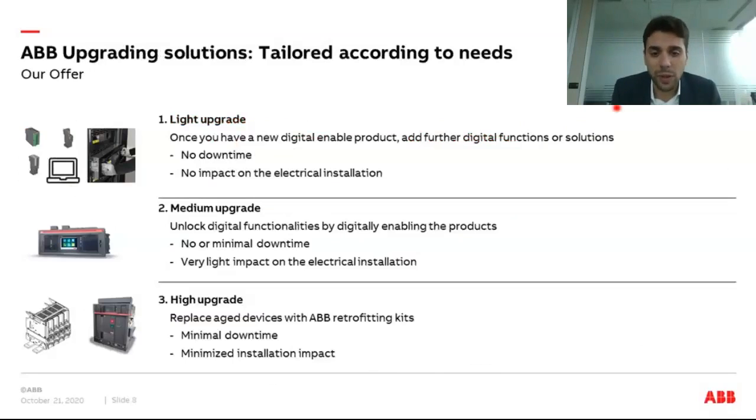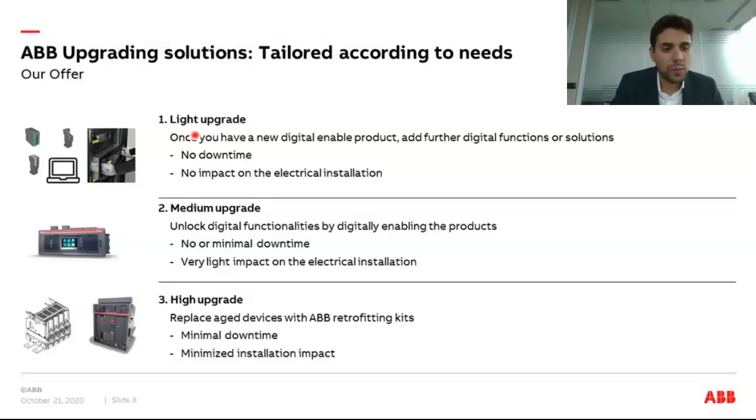With the medium upgrades, you are upgrading the electric installation which doesn't have digitally enabled products, but where the products are in a good health condition. So this requires no or minimal downtime and very light impact to the electric installation. The high upgrades are the ones where you are replacing the aged devices using the ABB retrofitting kits. So here you have a minimal downtime as well as minimized impact to the installation.